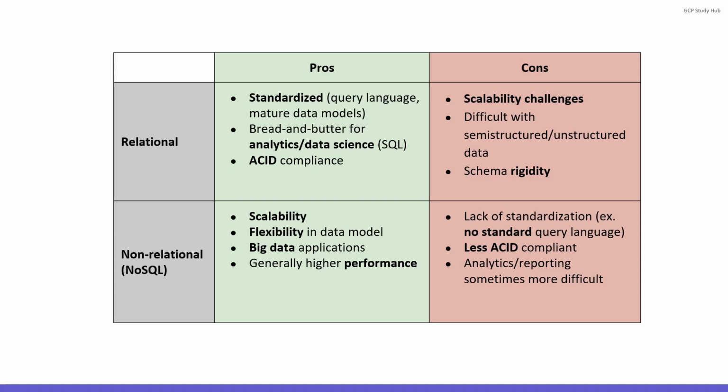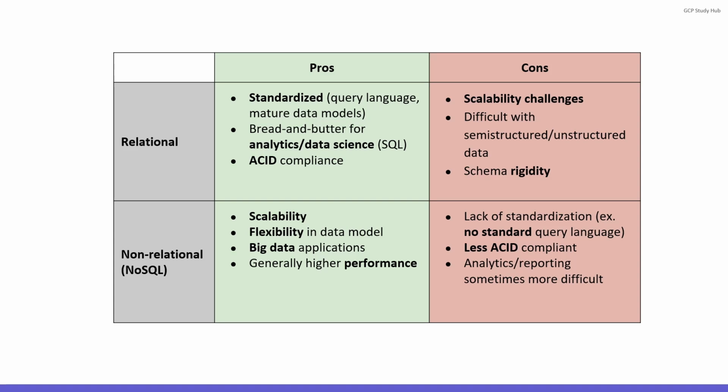Moving to non-relational NoSQL databases, the pros include excellent scalability, particularly for distributed systems that need to scale out horizontally. Flexibility in data models allows you to store various types of data without rigid schemas. They are well suited for big data applications, allowing for more efficient handling of very large datasets, and higher performance is often achieved, especially for reads and writes at scale.